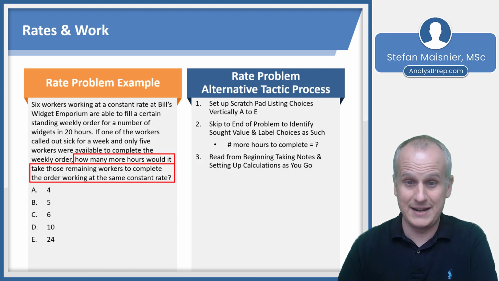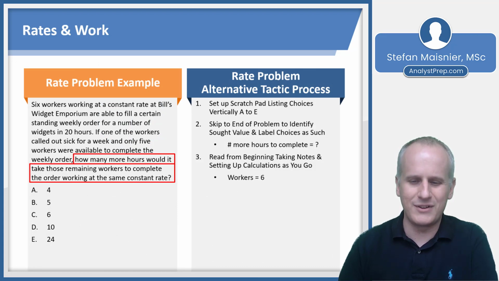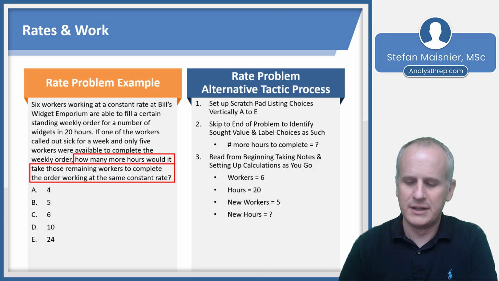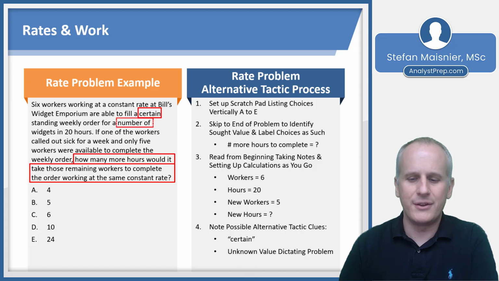So we've got our same problem again. We still have set up everything. We know that we've got 6 workers and we've got 20 hours. And we've got a new target of 5 workers based on the problem. But we don't know our new hours. So you can note possible alternative tactic clues, such as the word certain. And we remember that certain means possibly we can plug in and model our own scenario. There's also an unknown value dictating the problem, that number of widgets that we don't know right now.